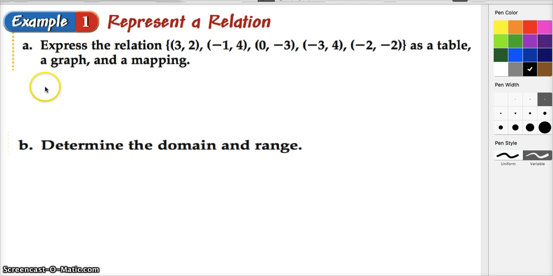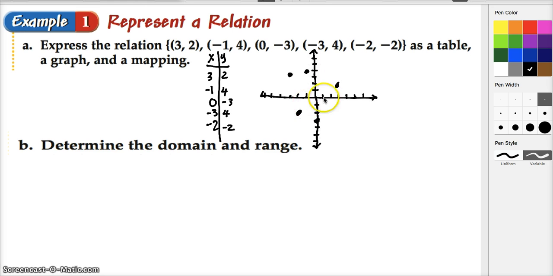To represent it as a table, we need an x column and a y column. And basically what we're going to do is just write all the x values down. And here are those x values. And then what I'll do is I'll put the associated y values right next to it. And there's my table, and then graphing, you know, we're putting the ordered pairs on a coordinate plane. And here's a representative graph where each of those points are located on the XY axis.